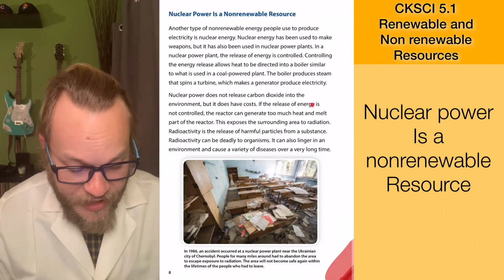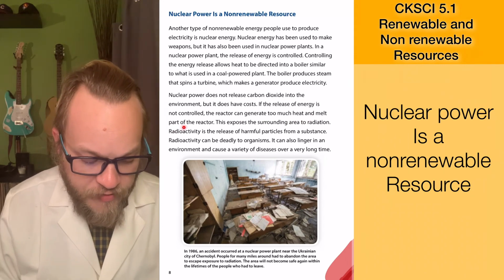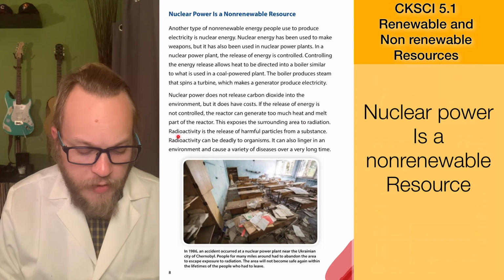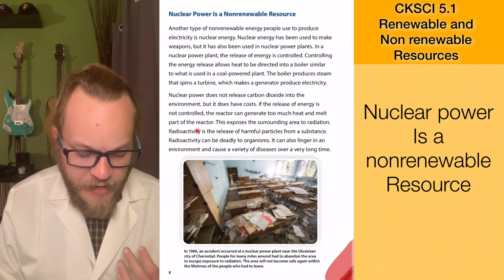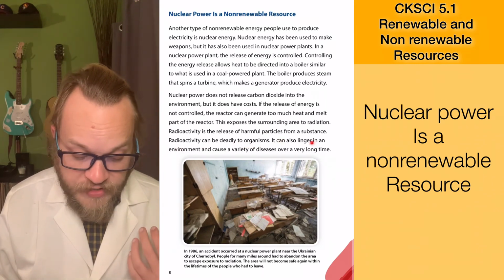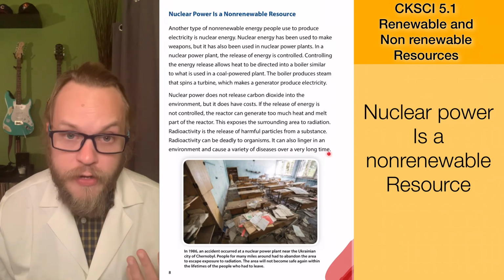If the release of energy is not controlled, the reactor can generate too much heat and melt part of the reactor. This exposes the surrounding area to radiation. Radioactivity is the release of harmful particles from a substance. Radioactivity can be deadly to organisms. It can also linger in an environment and cause a variety of diseases over a very long time.